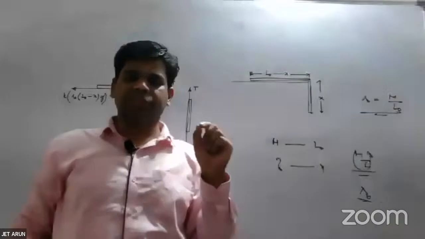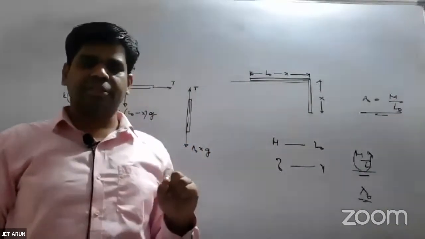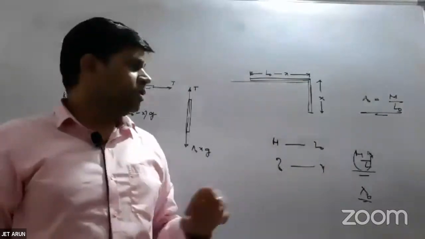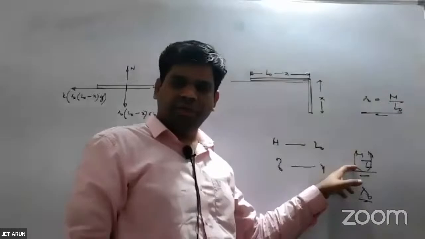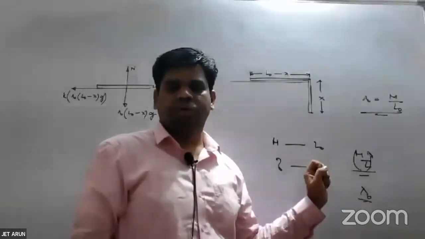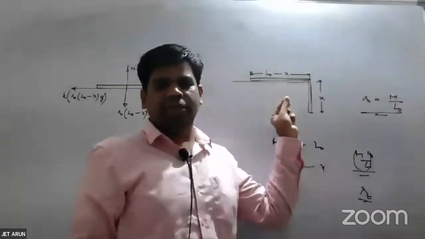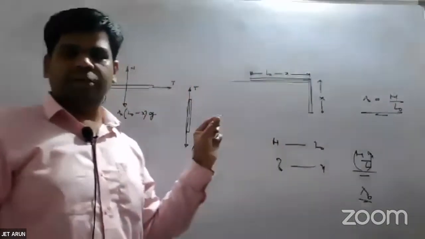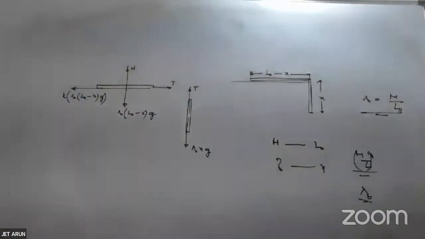Alright, so there are three kinds of densities I told you: linear mass density, surface mass density, volume mass density. Linear mass density is mass per unit length, surface is mass per unit area, volume is mass per unit volume. We are dealing with mass per unit length now because it's a linear chain, a thin chain.